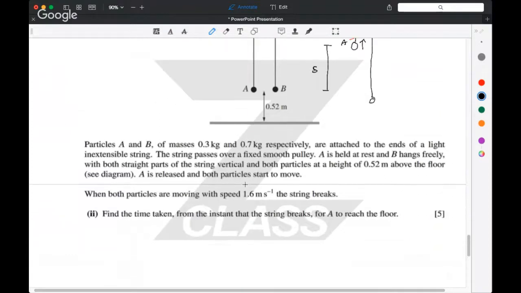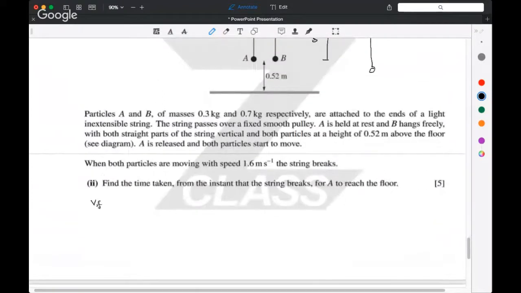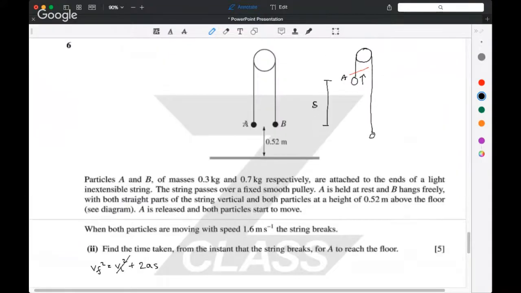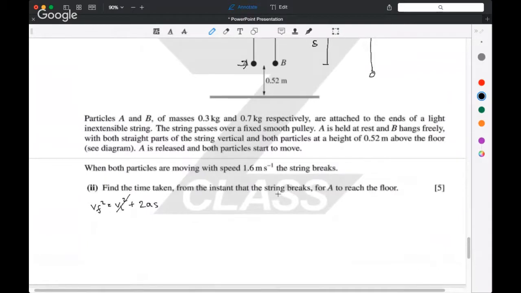So we can use that equation again, that v final squared is equal to v initial squared plus 2as, where v initial is 0, because I'm talking about the motion of A between here and up here. So it's just under constant acceleration, which we found before, 4 meters per second squared. So we know v final is 1.6 and the acceleration is 4. If we solve this for s, we get that s is equal to 0.64 meters.